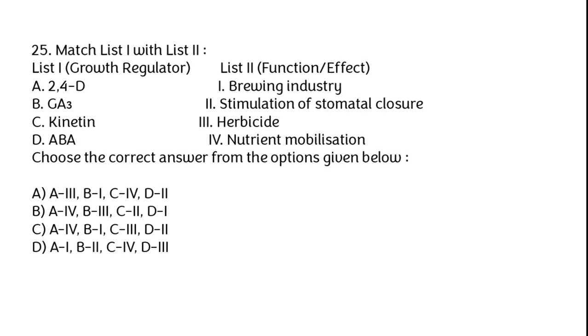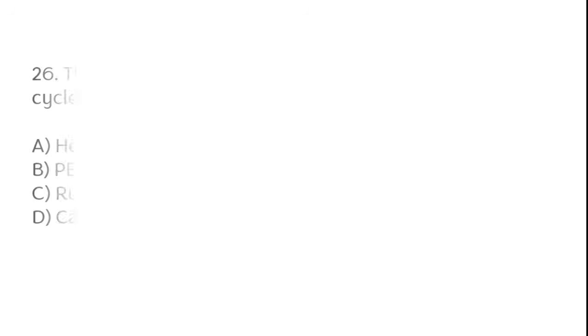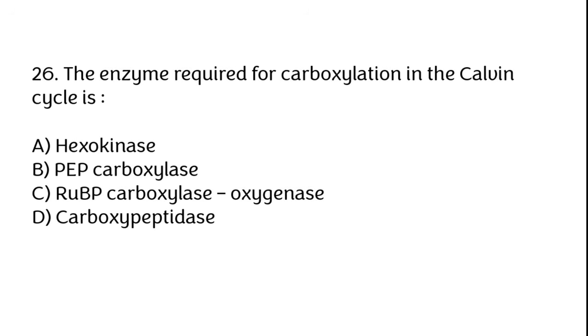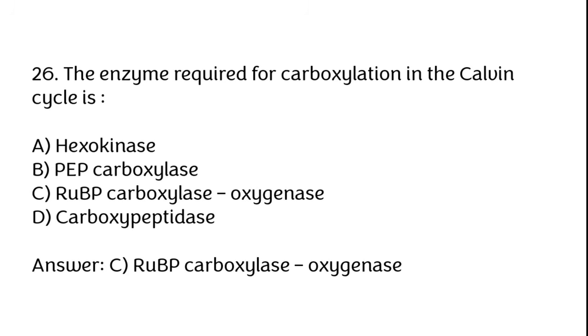Match list 1 with list 2. Correct answer is A. The enzyme required for carboxylation in the Calvin cycle is? Correct answer is C, RuBP carboxylase oxygenase.